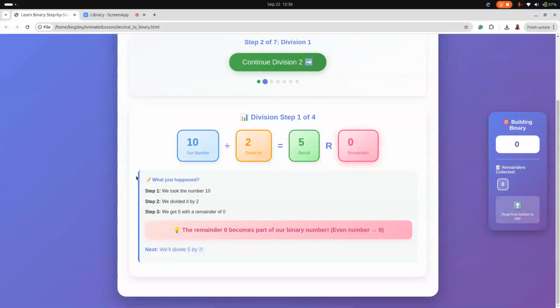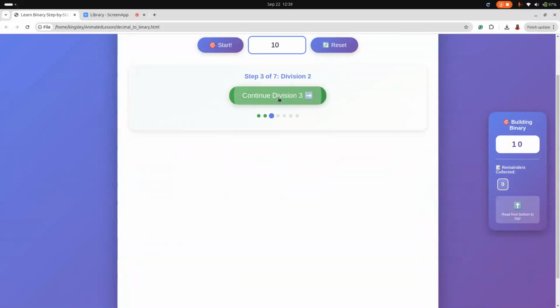If you look at the steps that we have taken to achieve this, you say, what just happened? Step 1, we took the number 10. Step 2, we divide the 10 by 2. Step 3, we got 5 as the result. And then we have 0 as the remainder. Okay? The next step, we need to divide the result, the quotient, by 2 again until we get 0. So in this case, I'm going to click again for the second time.